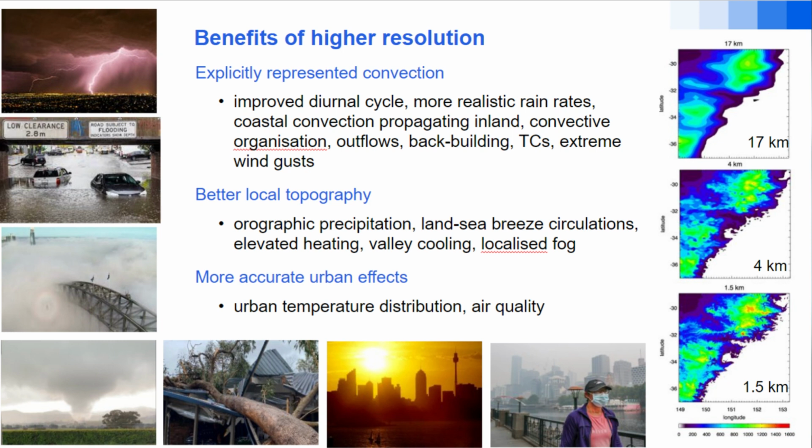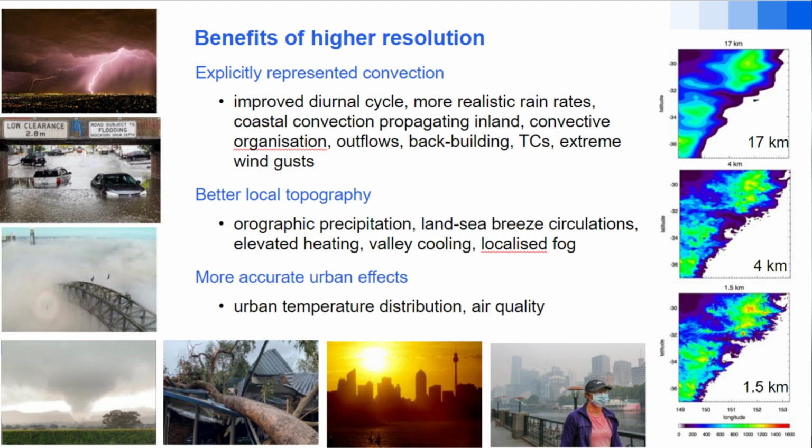We also see benefits because we are better representing the local topography, and you can see the impact of that on the figures down the right-hand panel there that show how the topography changes with increasing resolution. So that gives us better representation of orographic precipitation, land sea breezes, elevated heating, valley cooling, and localised fog.